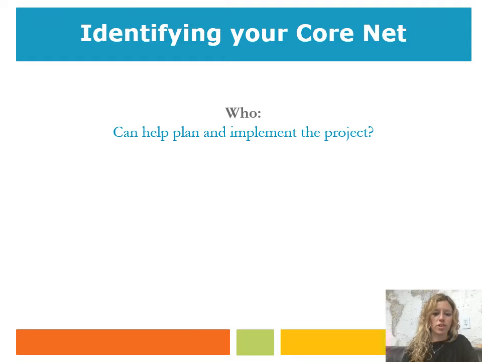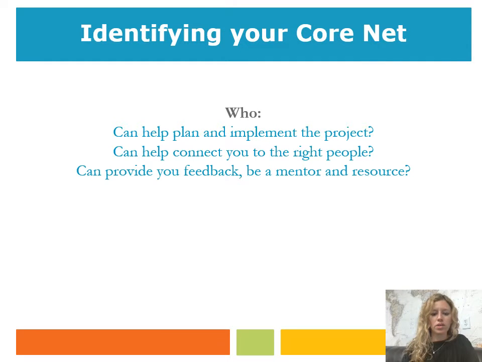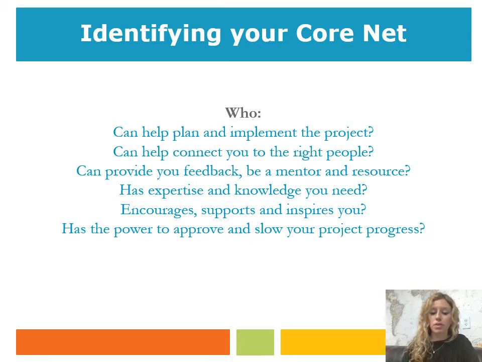Who will you need for helping to plan and implement the project? Who can help connect you to the right people? Who can provide you feedback, be a mentor or resource? Who has expertise and knowledge that you need? Who can encourage, support, or inspire you? And who has the power to approve or slow down your progress? This could be someone who might be a spoiler. Again, a spoiler is anyone who could slow down or disrupt your project. So you want to think about this as well.